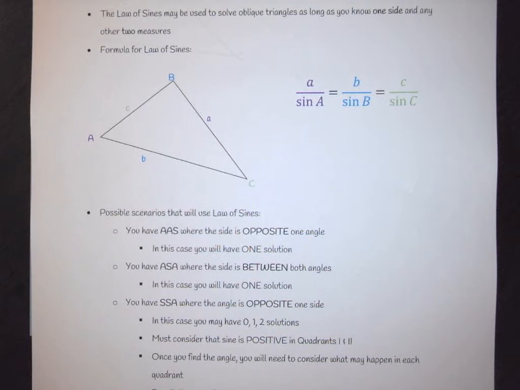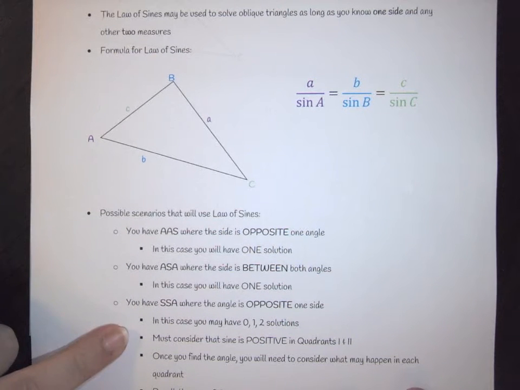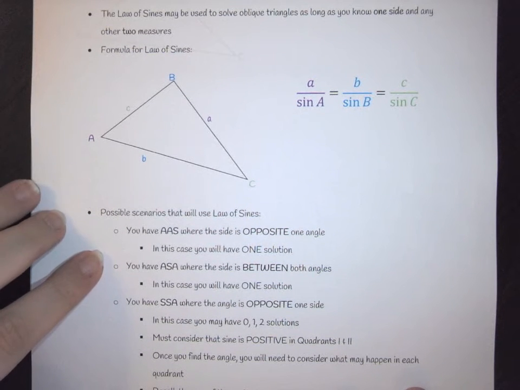The law of sines can be used to solve a triangle as long as you know one side and any two other measures. So, for example, you could know one side and another side and an angle, or you could know one side and two angles. The law of sines uses a combination of sides and angles, so we have three possible scenarios.